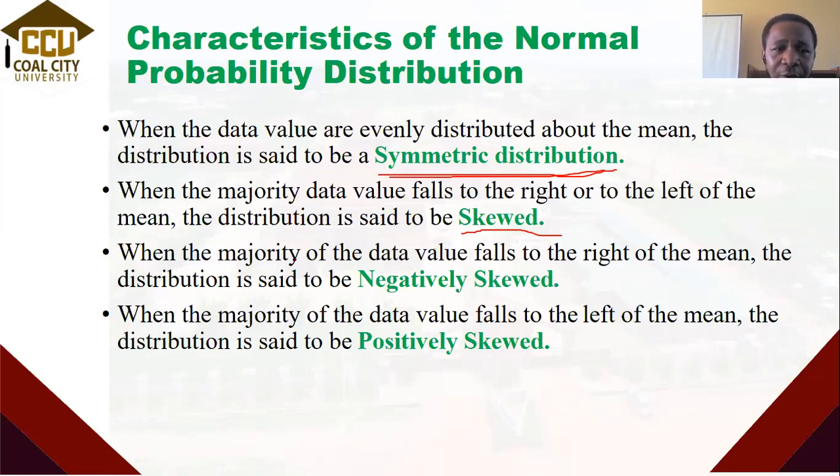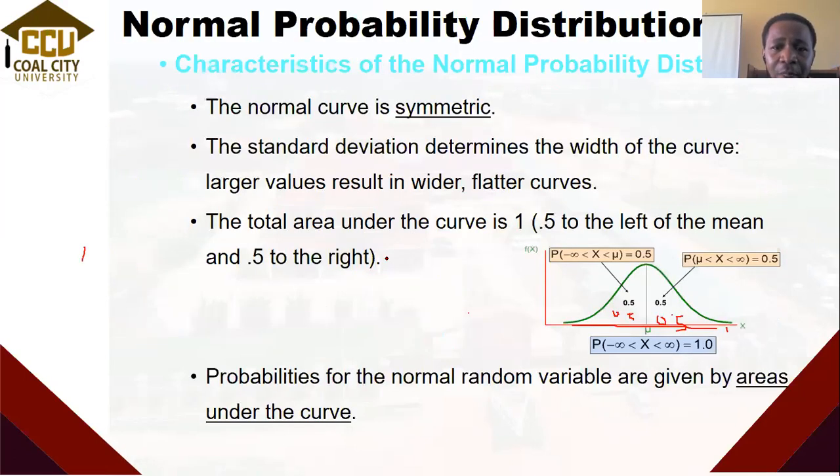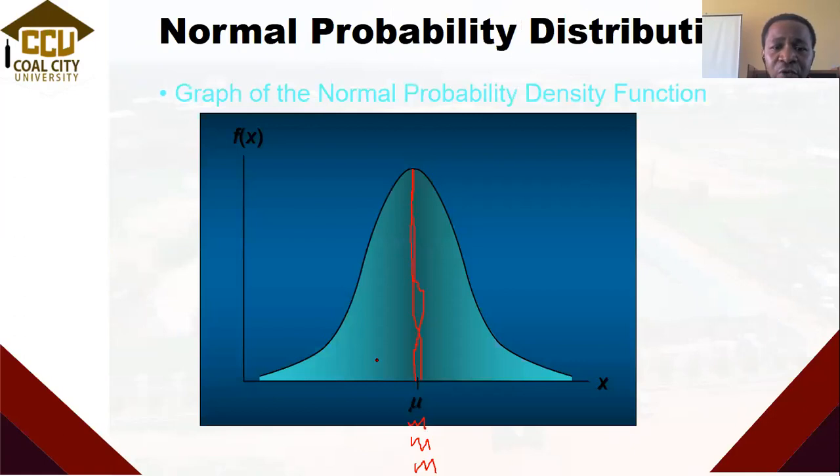Now, when the majority of the data falls around this area, to the left of the mean, this is your mean, we say it is positively skewed. But when the majority of data falls to the right of the mean, that is this side, we say it is negatively skewed.